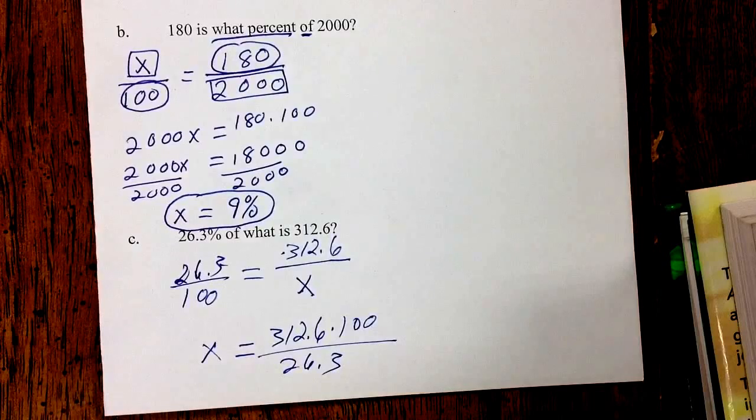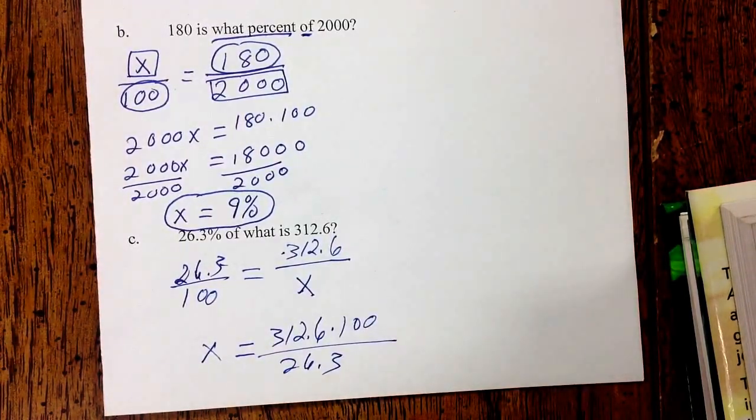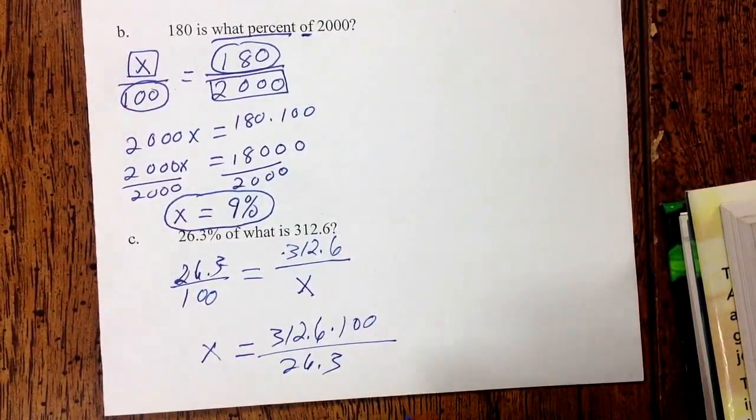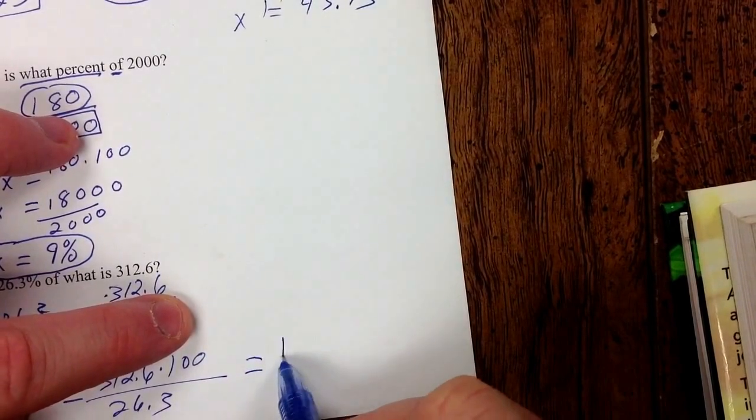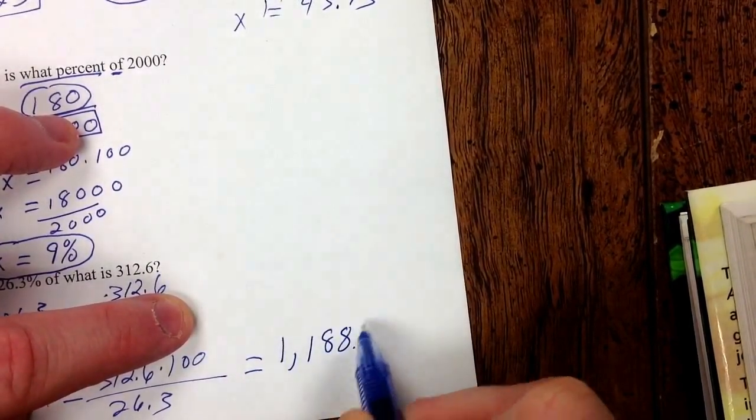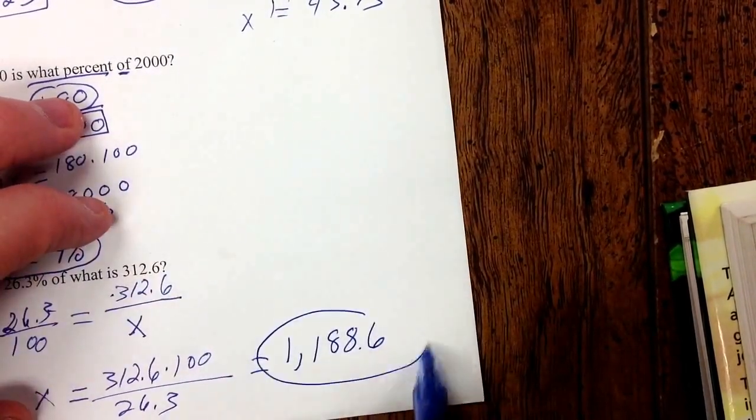I put it in the calculator wrong. 312.6 times 100 divided by 26.3, and that gives us 1188.6, as we got in the other notes, and that's going to be our answer. All right.